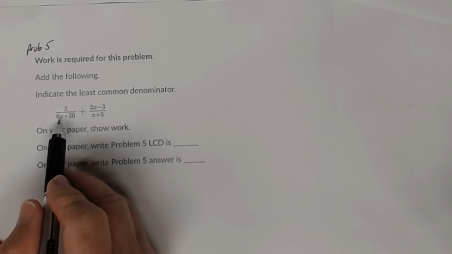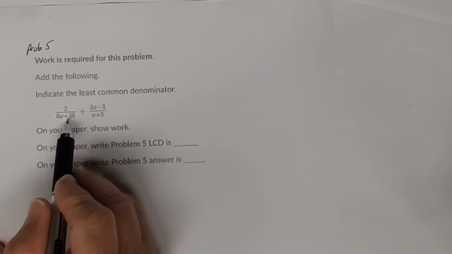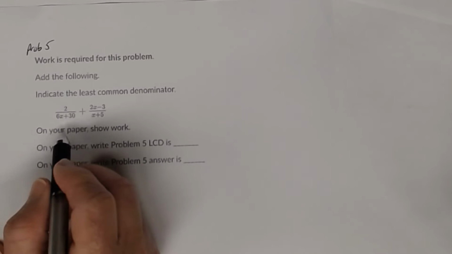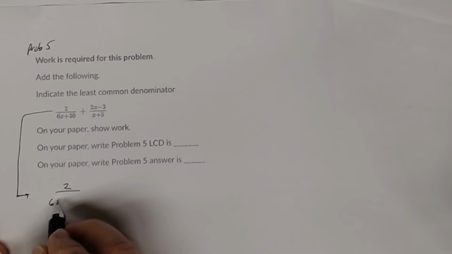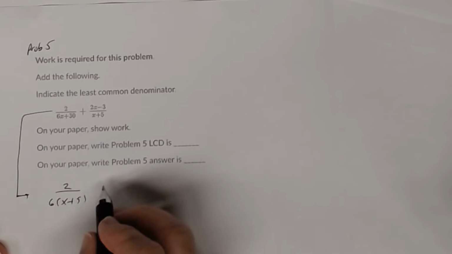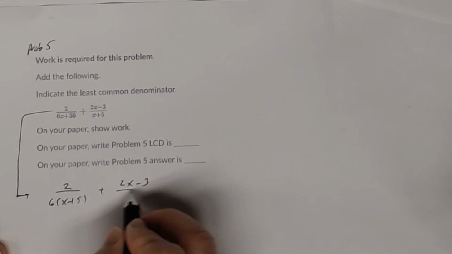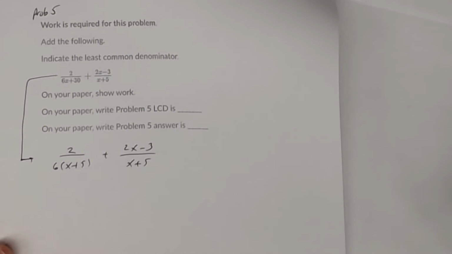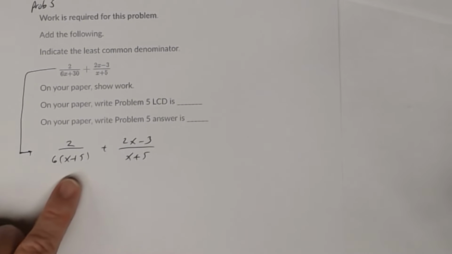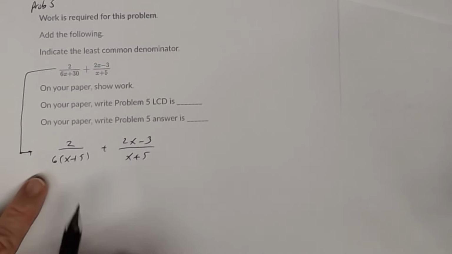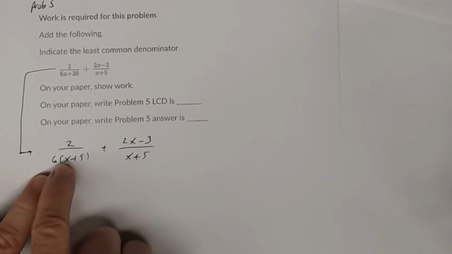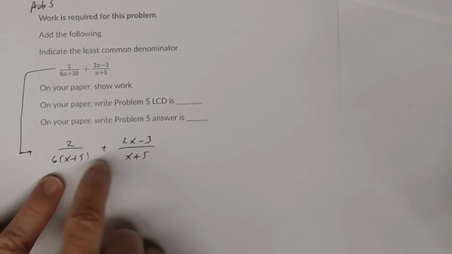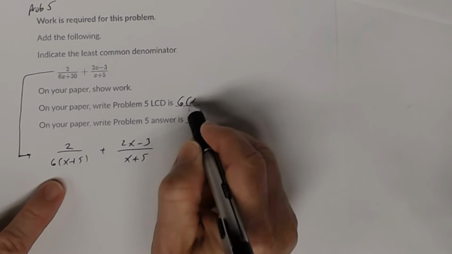So first of all, remember you have to factor the denominators first, right? And so when I do that, let me just show you this. You're going to get 2 divided by 6 times x plus 5, so I can factor out a 6 from that denominator, plus 2x minus 3 divided by x plus 5, right? And now let's go ahead and find the least common denominator. If you leave it as this, the least common denominator I would expect you to say would be 6 times x plus 5, right?